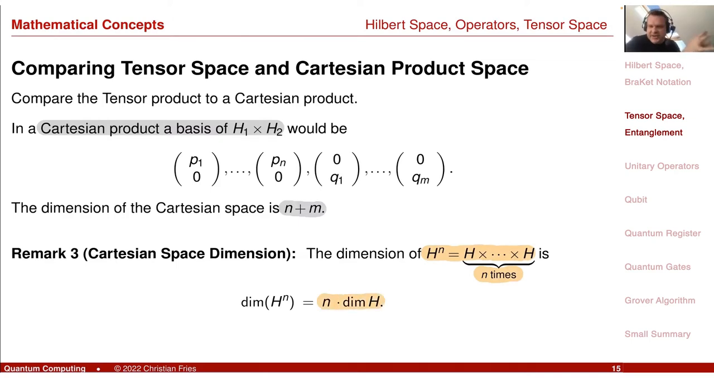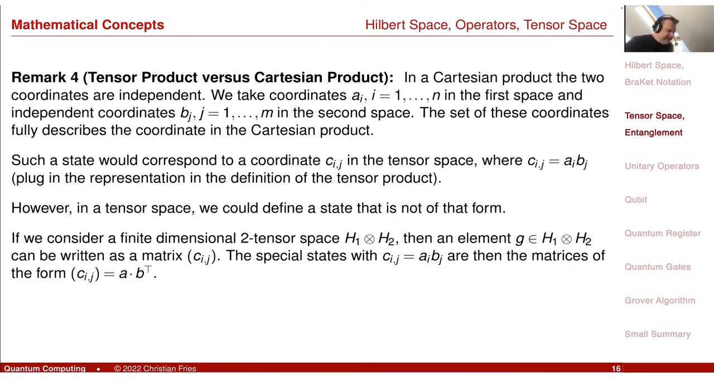So the tensor space is much richer. We would have in the tensor space P1, Q1, Q1, Q1, with all Q1s, and then repeated with Q2 and so on, all combinations. So that space is much richer. And what is this additional stuff that we can model in this space? In the Cartesian product, the two coordinates are independent. You choose your coordinates in one space, and you choose the coordinates in the other space. So you can describe a state by the two individual sets of coordinates.